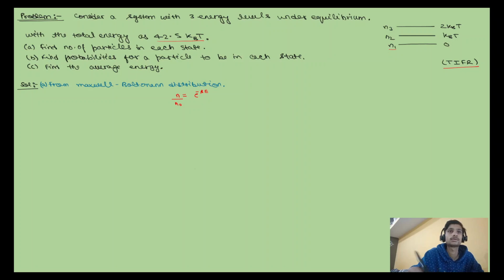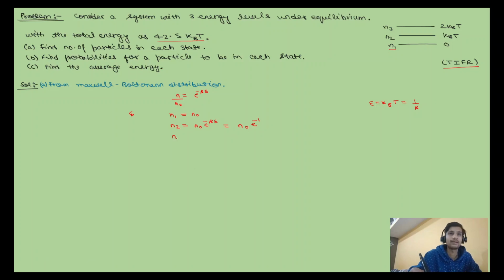What does this mean? So this means that N1 will be equal to, let's say N0 here. So N1 is the number of particles in this zero energy state, and therefore N2 will be, from this, N0 e raised to power minus beta e. And from here, if you see, this e is nothing but kBT, or I can write kBT as 1 by beta, right? So this N2 will be nothing but N0 e raised to power minus 1.